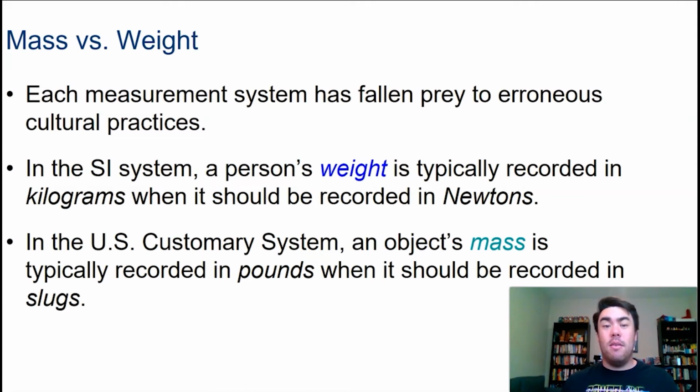In the SI system, a person's weight is typically recorded in kilograms when it should be recorded in newtons. So if you were to go to another country and you ask somebody how much they weighed, they would probably tell you in kilos, which is not a unit of weight. They should say how much they weigh in newtons. In the US customary system, an object's mass is typically recorded in pounds when it should be recorded in slugs, but nobody ever uses the word slugs.